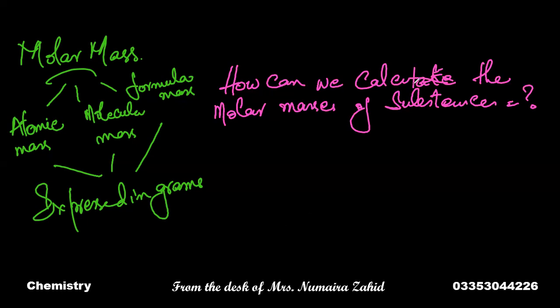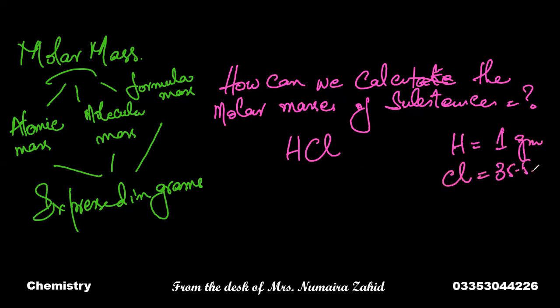Okay, so here we are going to find out how we can calculate the molar masses of substances. Let's say, for example, we have a substance, hydrochloric acid, and we need to know how we can calculate the molar mass of HCl. As we know, the atomic mass of hydrogen is 1 gram and of chlorine is 35.5 grams. So how can we find out the molar mass of HCl?